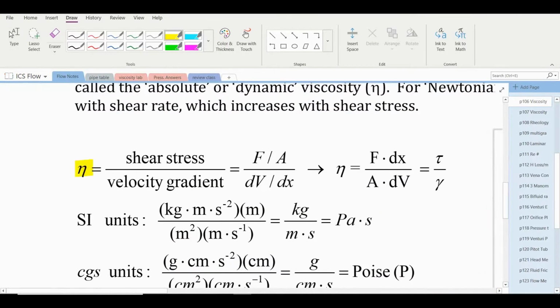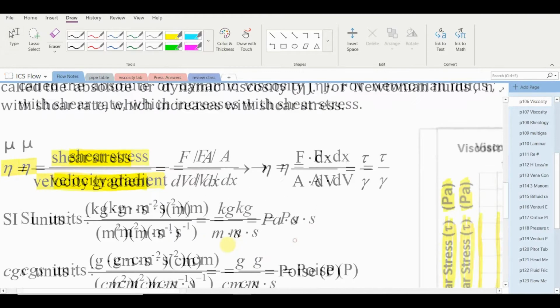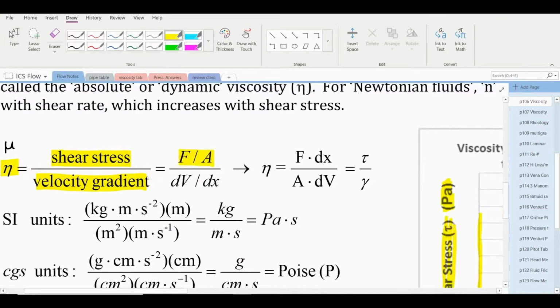The symbol we commonly use is the letter eta. Sometimes you'll see the symbol mu for absolute viscosity. So the slope of the line was the pressure, or shear stress, divided by the shear rate, which is velocity gradient. Pressure we know is force per unit area. The velocity gradient is the difference in velocity per unit distance between layers.